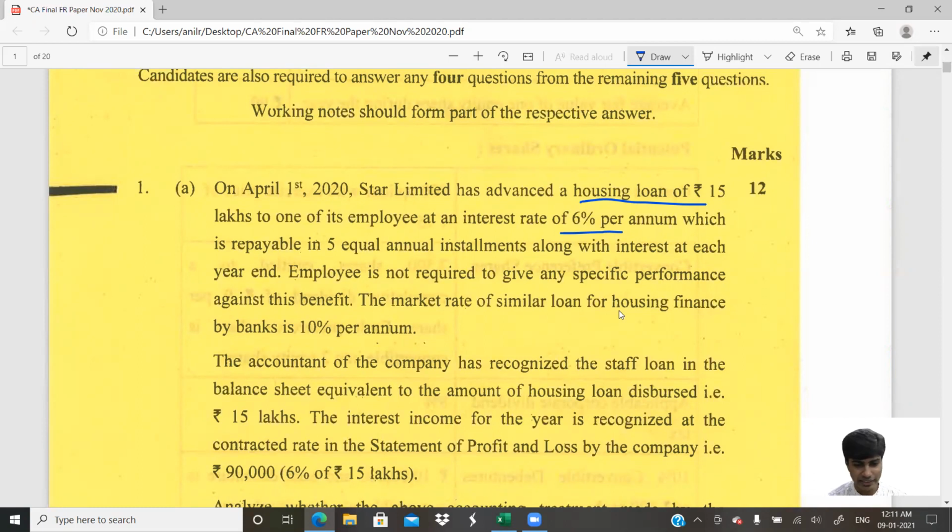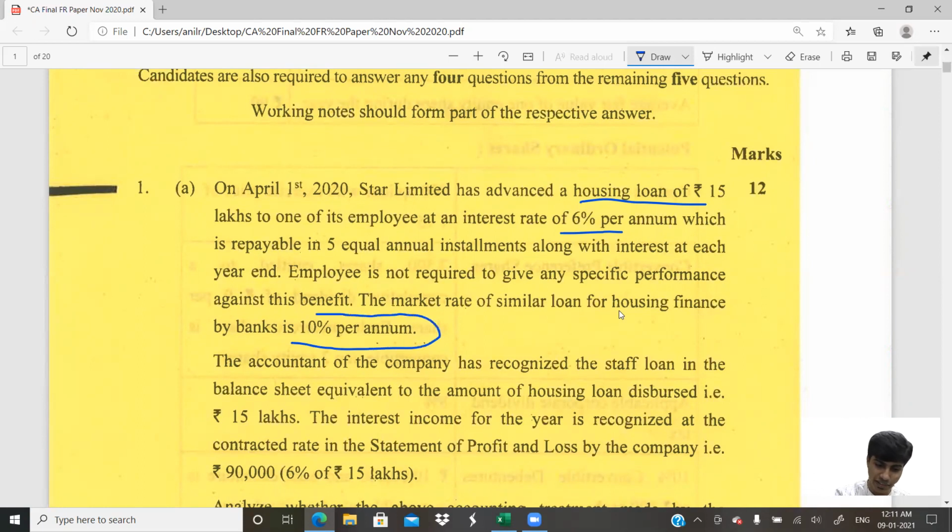It goes like, the employee is not required to give any specific performance against this benefit. So this is not performance based. It's not like if you do so much turnover or so much marketing, only then I'll give you a loan. This is not related to the performance of the employee. This is just a benefit given to all the employees in the company. Perfect. Then the market rate for a similar housing loan from a bank is 10%.